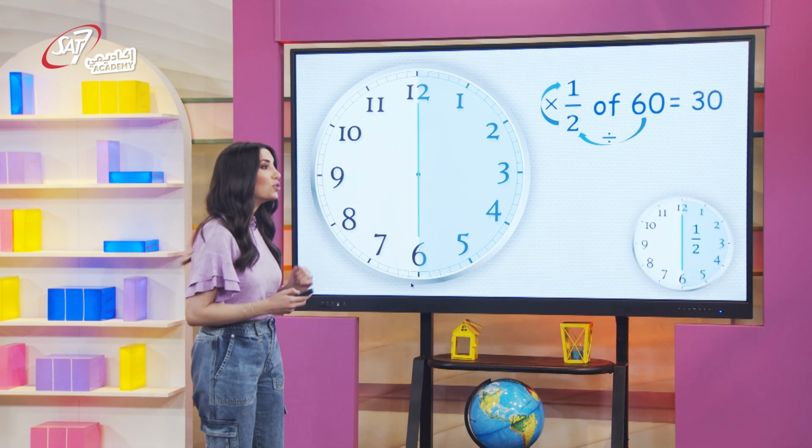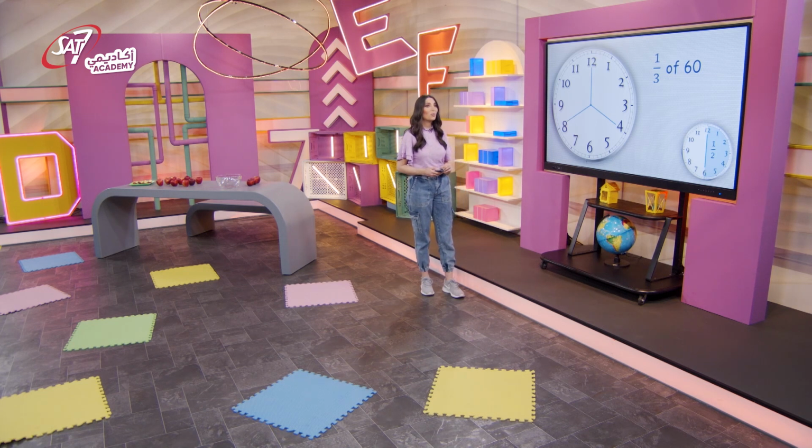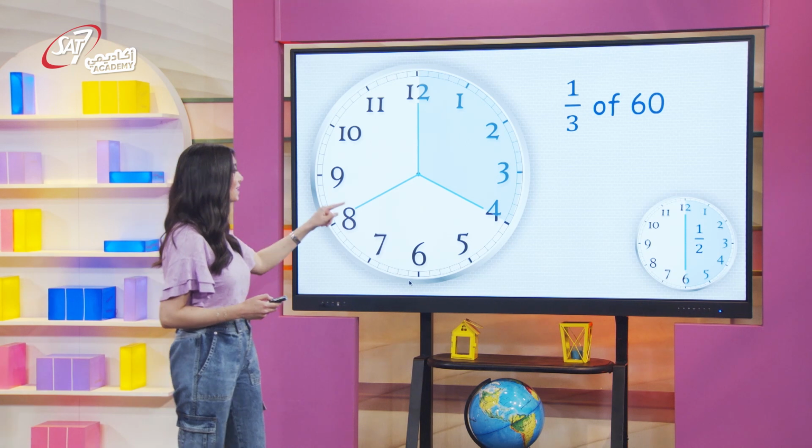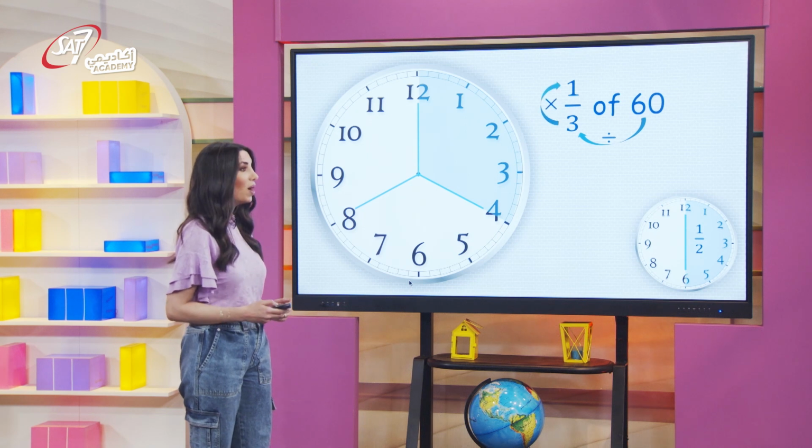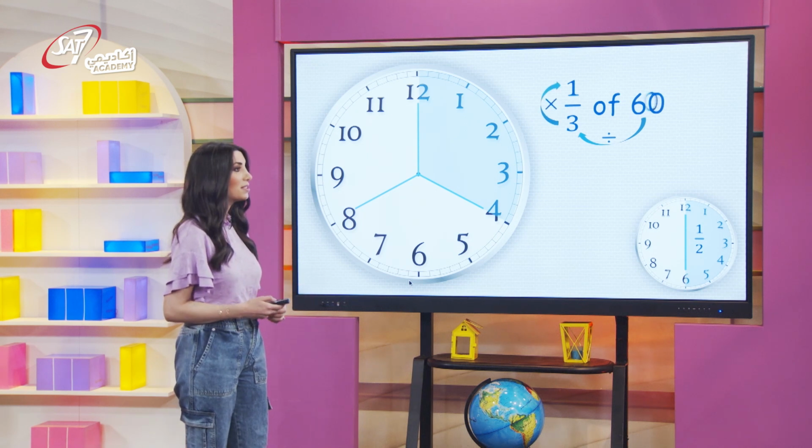If someone tells you they need 1/3 of an hour to arrive at your house, how many minutes would that be? Let's split the clock into 3 equal parts. How many minutes would each part be? 5, 10, 15, 20 minutes. We divide the 60 minutes into 3 parts. 60 divided by 3 equals 20, and 20 times 1 equals 20 minutes.